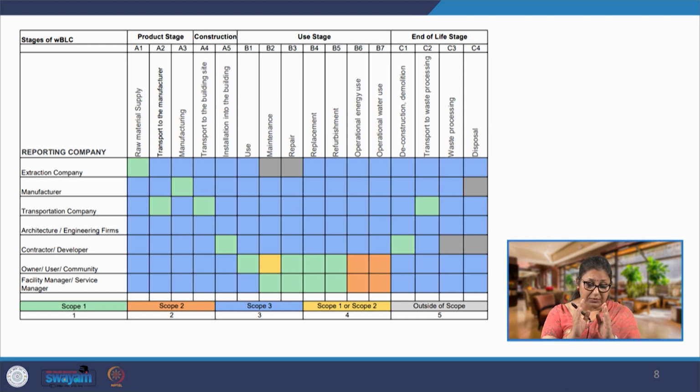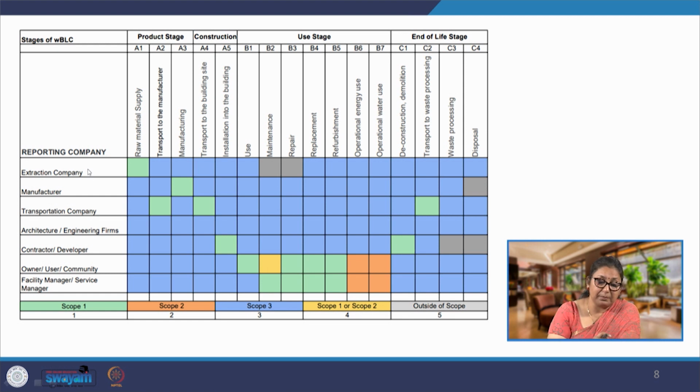Now, before I explain this, you have to be very clear that scope 1, 2 and 3 will also slightly vary depending upon the detail of activities and the ownership that we are going to consider. That is going to be there for each individual company.